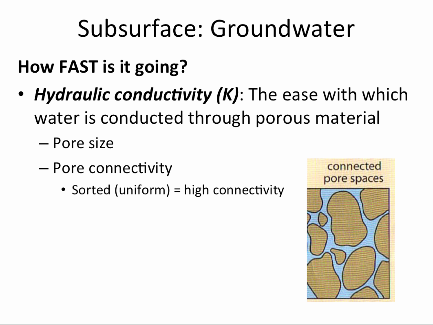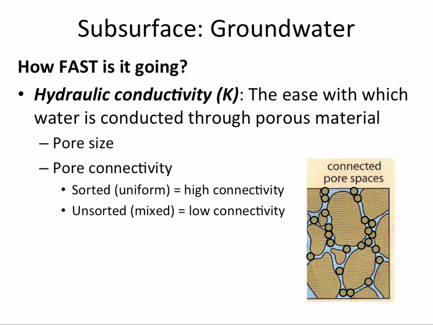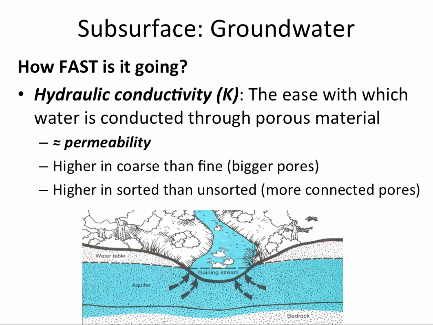Maybe you can see that here too. Pore connectivity is higher in a sorted soil, perhaps like over here. If you put in more smaller particles, it fills up pore space, so you've got lower connectivity. So hydraulic conductivity really has mostly to do with permeability, although it's higher in coarse soils than fine because of the bigger pores, but it's really higher in the sorted soils, or in situations where you've got more connected pores.